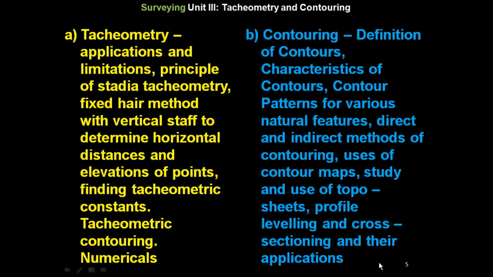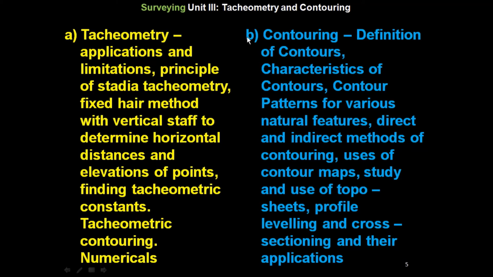Now we will see the unit number 3, tachometry and contouring syllabus. It includes part A, tachometry, which includes applications and limitations, principle of stadia tachometry, fixed hair method with vertical staff to determine horizontal distances and elevations of points, finding tachometric constants, tachometric contouring and numericals.